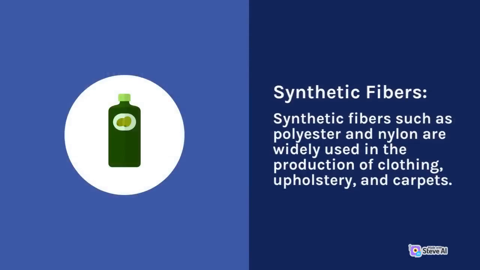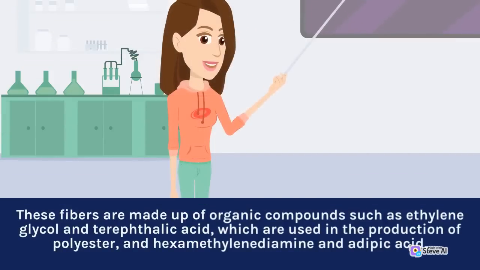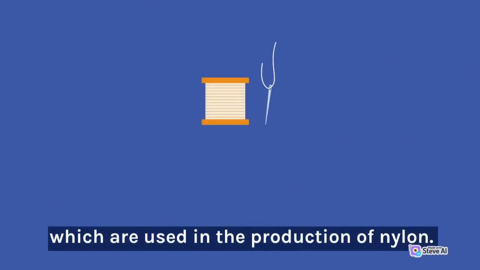Synthetic fibers. Synthetic fibers such as polyester and nylon are widely used in the production of clothing, upholstery, and carpets. These fibers are made up of organic compounds such as ethylene glycol and terephthalic acid, which are used in the production of polyester, and hexamethylene diamine and adipic acid, which are used in the production of nylon.